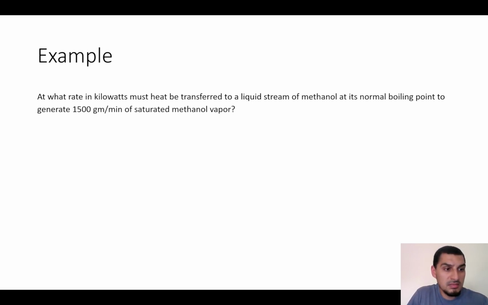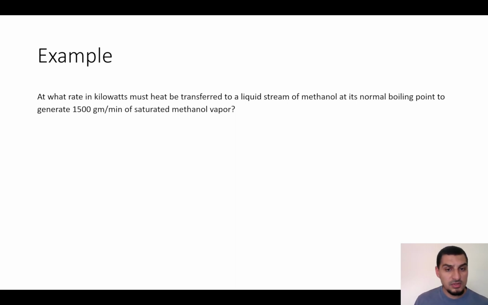So let's take a look at this example. It's going to be a nice example here. It says, at what rate in kilowatts must heat be transferred to a liquid stream of methanol at its normal boiling point to generate 1,500 grams per minute of saturated methanol vapor? So we have liquid methanol at its normal boiling point, meaning that it is saturated liquid, and it is transferred to saturated vapor by heating, and we know the molar flow rate. Since it's saturated liquid turning into saturated vapor, it's only acquiring latent heat.